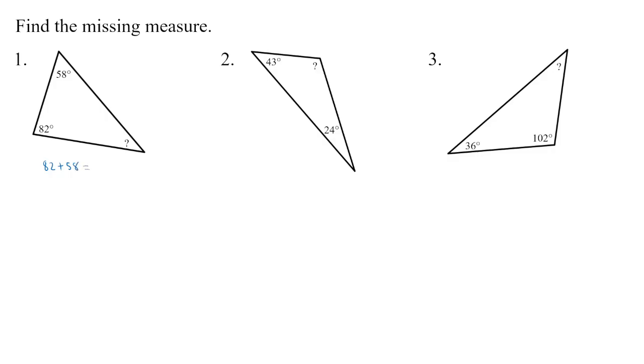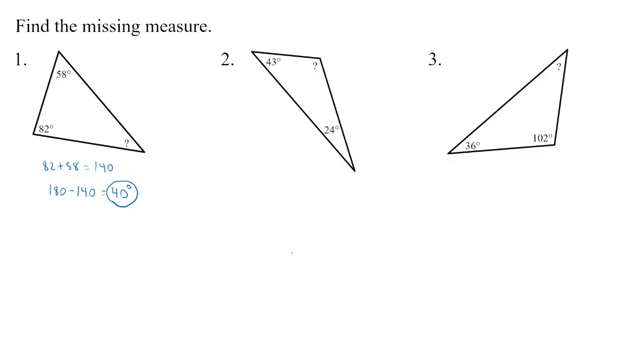And that gives you 140. And to find the measure of the third angle, you subtract 140 from 180, and that gives you 40 degrees. Therefore, the missing angle is 40 degrees. All right, number two, another triangle. Remember, the sum of all three angles is supposed to be 180.